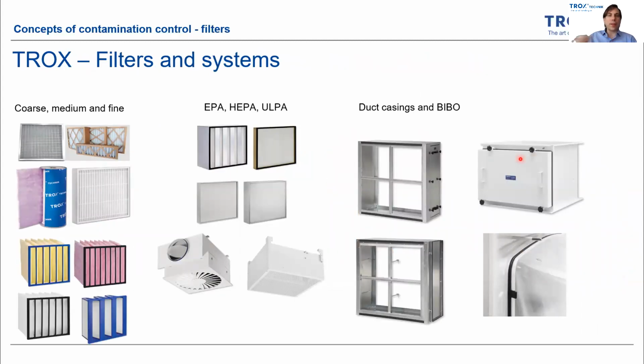How TROX can help with filtration? We have a wide range of filtration. We have the coarse filters, we have fine filters, we have HEPA and ULPA, we have terminal boxes, we have casings to install these devices into ducts. So if you are doing a retrofit and you want to add a new stage of filtration in your installation, we can do that in the duct system. We don't need to do that in the air handling units. But we need to take a look at whether the fan is able to handle the pressure drop generated by these filters. But we have all these devices, and we have also bag in and bag out systems.